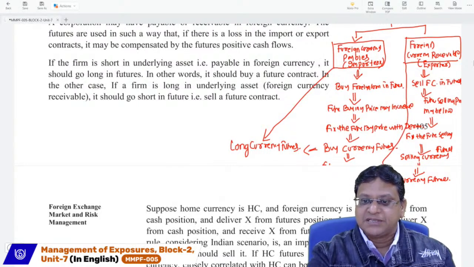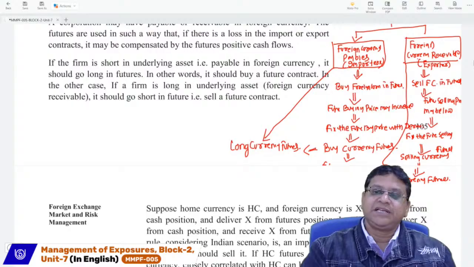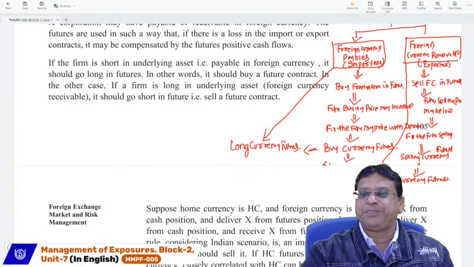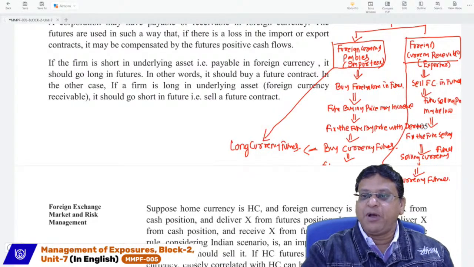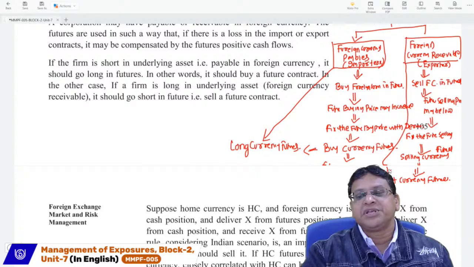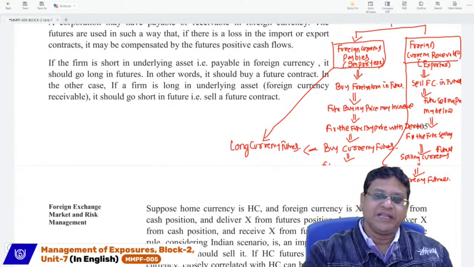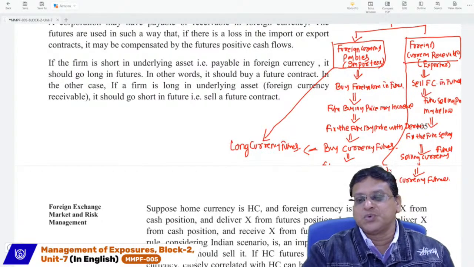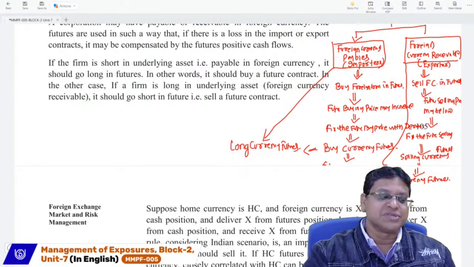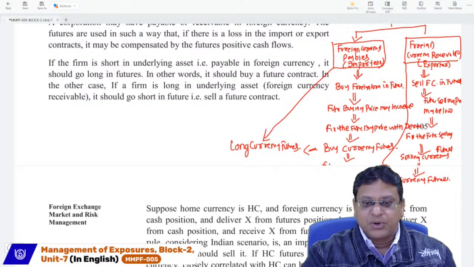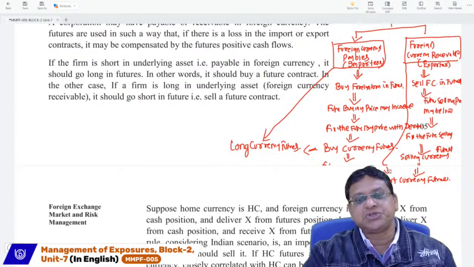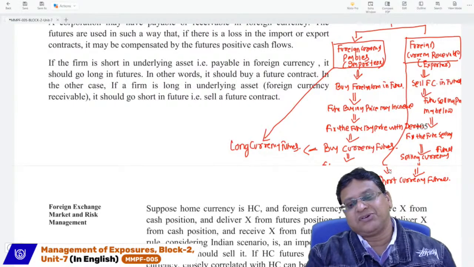So I have discussed the concept. What is the strategy? The strategy is very clear. Strategy is, if you have foreign currency payables, you will long currency futures to hedge your risk. And if you have foreign currency receivables, you will short currency futures to hedge your risk. That means the importer will buy currency futures to reduce his risk. Exporter will sell currency future to reduce its risk. That is known as use of derivatives or currency futures to reduce the transaction risk.